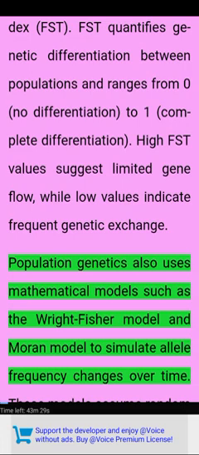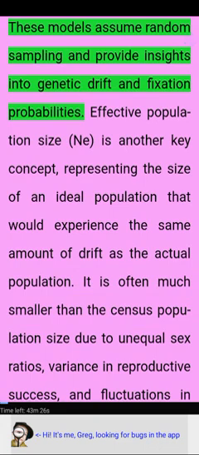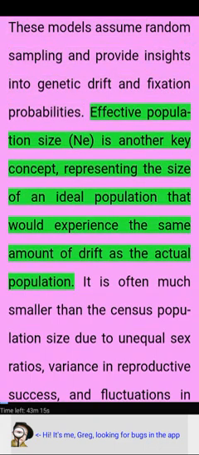Population genetics also uses mathematical models such as the Wright-Fisher model and Moran model to simulate allele frequency changes over time. These models assume random sampling and provide insights into genetic drift and fixation probabilities. Effective population size (Ne) is another key concept, representing the size of an ideal population that would experience the same amount of drift as the actual population.